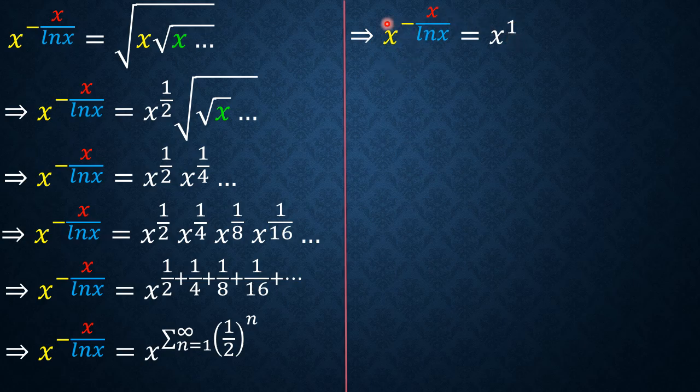Good. But friends, we have succeeded in simplifying the right hand side, right? Let's observe the left hand side. We can write this x as what?